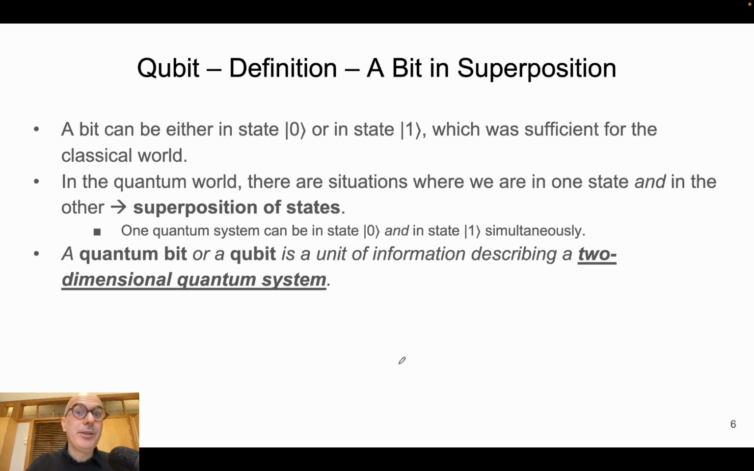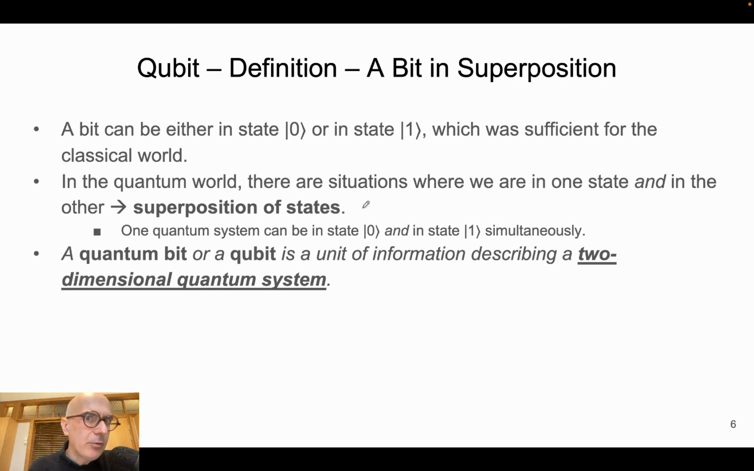Only after the measurement will we have our system in a well-defined state. But before that, we saw that we can have our quantum system in a mixture, what we call the superposition. As we saw in the previous lecture, in the quantum world, there are situations where we are in one state and in another. That's what we call superposition of states.